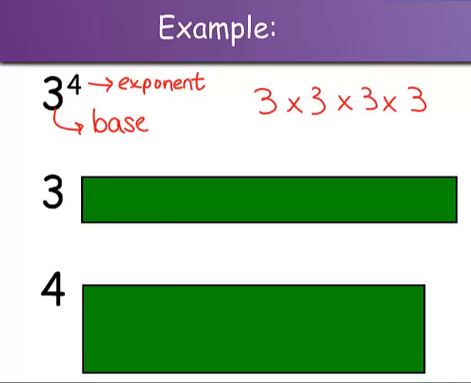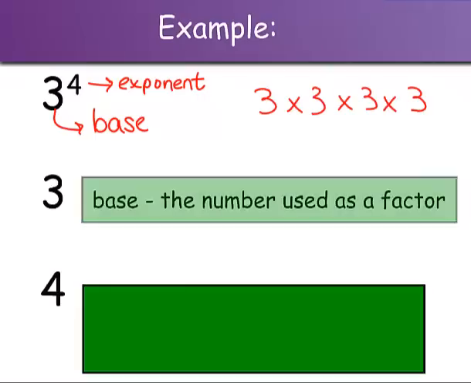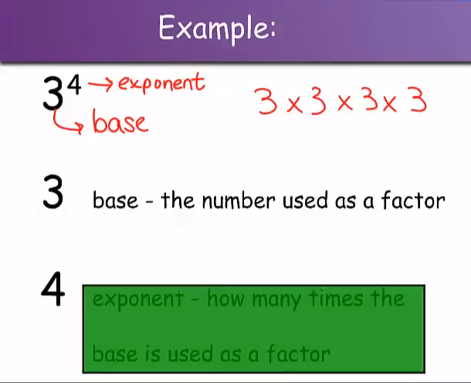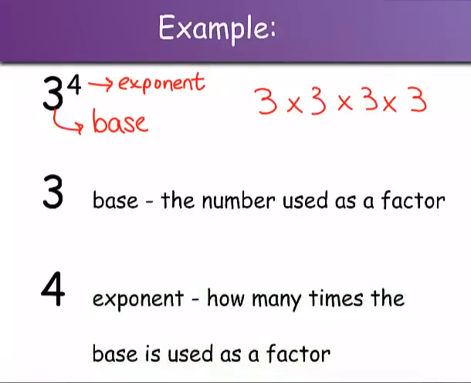So let's review though and put these in your notes for vocabulary. The 3 is the base, and that's the number used as a factor. Remember, in multiplication, what we multiply together are called factors. The 4 is the exponent, and that tells you how many times you're going to multiply that factor.